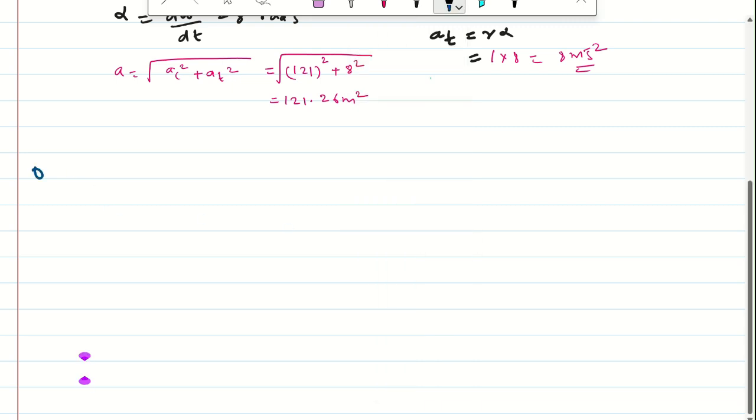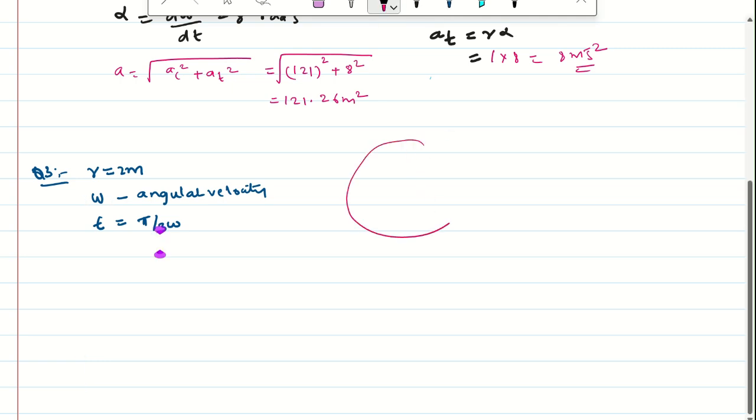So next question, another model of question. I'm taking questions where multiple concepts are involved, that's why I can explain all the points. A particle is moving in a circular path of radius 2 meters. So the given radius is equal to 2 meters. This is step 1 you have to follow. It moves with a constant angular velocity omega, which is given, for a time t equal to pi by 3 omega.